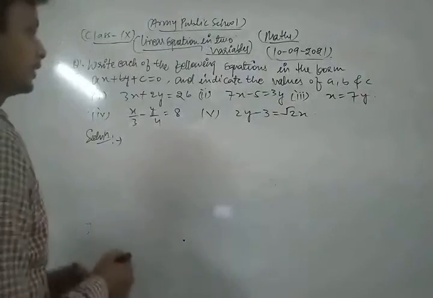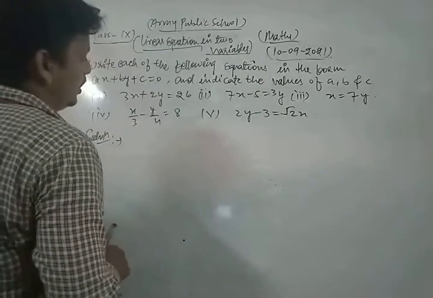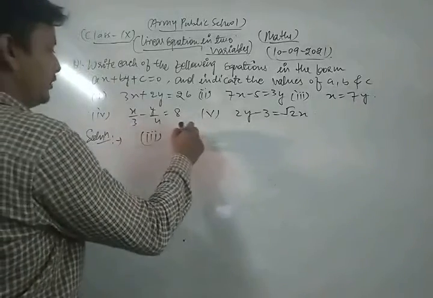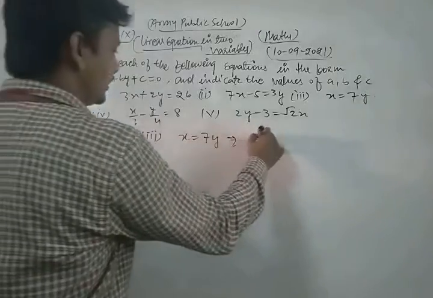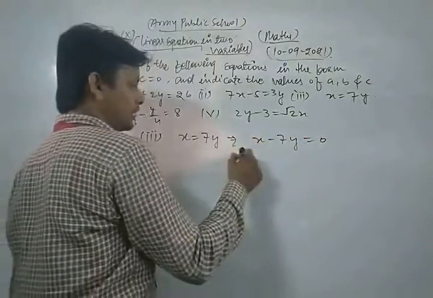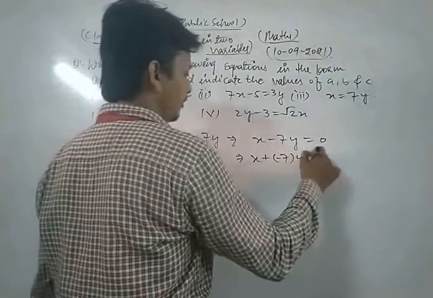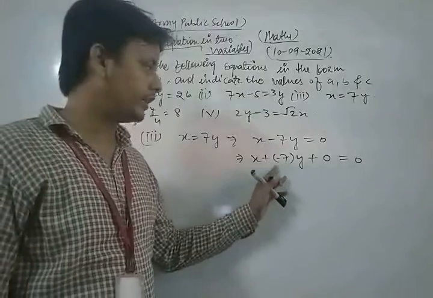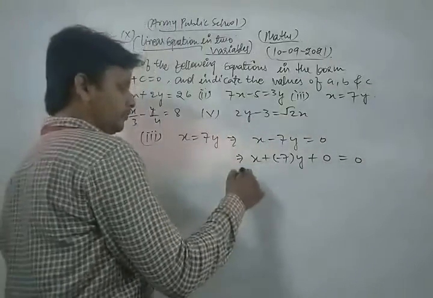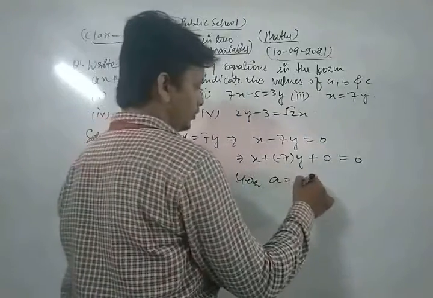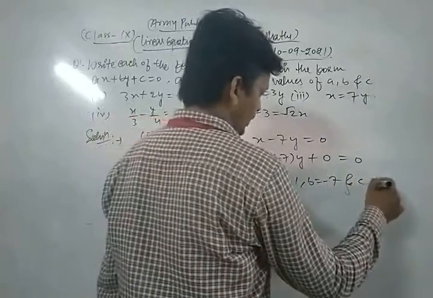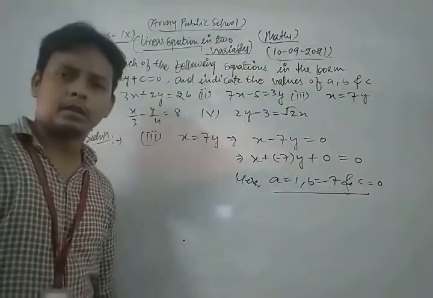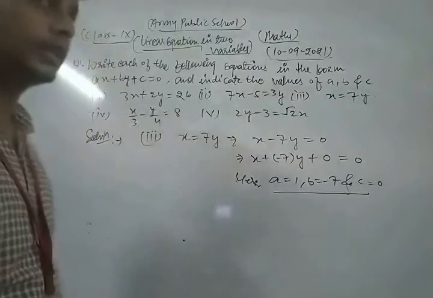Now we take the third part of this question. The third part is x is equal to 7y, so we can write x minus 7y is equal to 0. So we can write x plus minus 7y plus 0 is equal to 0. In this way we indicate this equation in the form of ax plus by plus c is equal to 0. Here the value of a is 1, the value of b is minus 7 and the value of c is 0. So this is the required solution of the given equation.